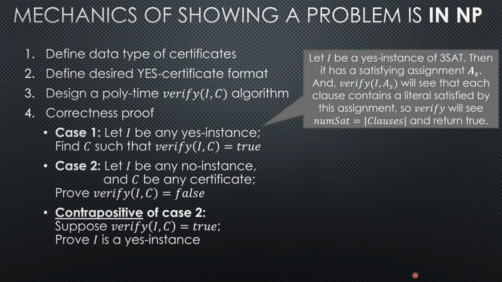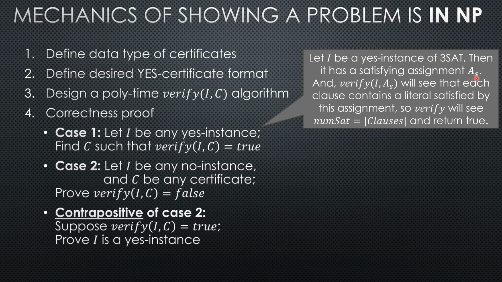Okay, let's argue the correctness quickly. So case 1 here, let I be any yes instance. We have to prove that there is some certificate that the oracle could feed to our verify algorithm that will cause our verify algorithm to return true. So I is a yes instance of 3SAT, okay? Then there is a satisfying assignment of the variables.